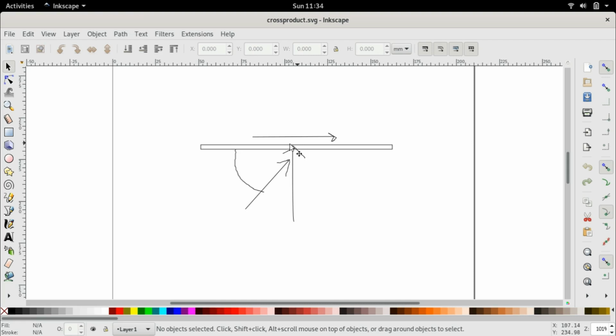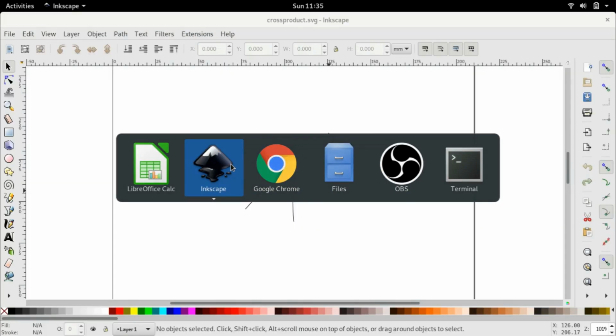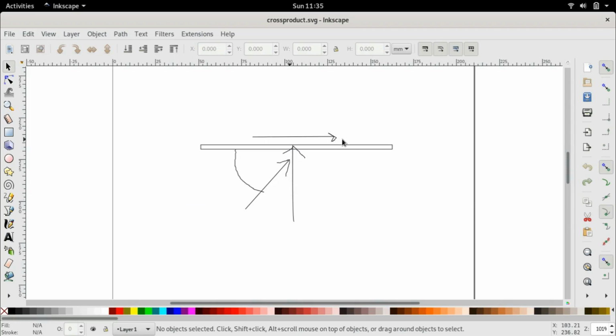We had used the vector cross product to determine a mathematical equation for the mechanical force that is produced on this current carrying conductor due to the external magnetic field, and we had defined that as this expression, which is, if B is the flux density of the magnetic field and if I is the current that is flowing through the current carrying conductor, if the length of the conductor is W, it could be anything, L, W, whichever you want, then in that case the force is equal to BIW sine theta, where theta is this angle between the magnetic field and the current carrying conductor.